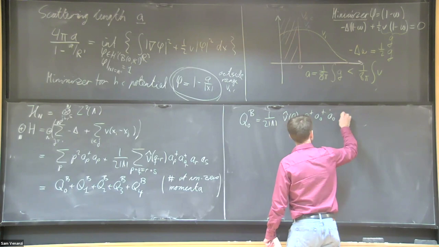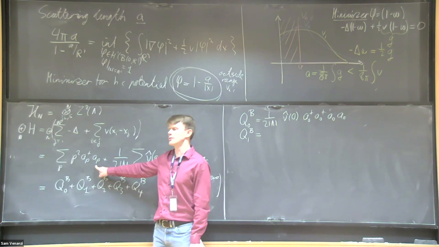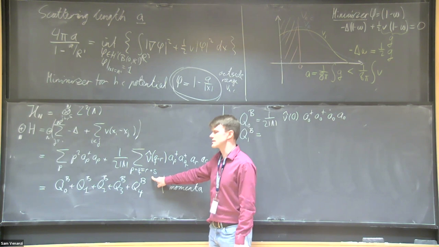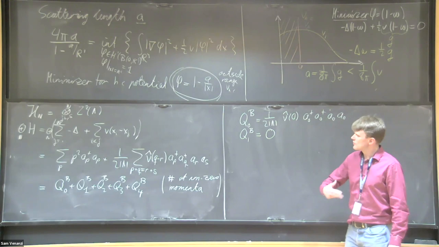I also have Q1. Over here, I can of course not have only one non-zero momentum. And over here, if I take R, S, and Q, say equal to 0, then by momentum conservation, which is the translation invariance of my periodic problem, the last one also has to be equal to 0. So that actually does occur. The Q1, due to this translation invariance, is also 0.